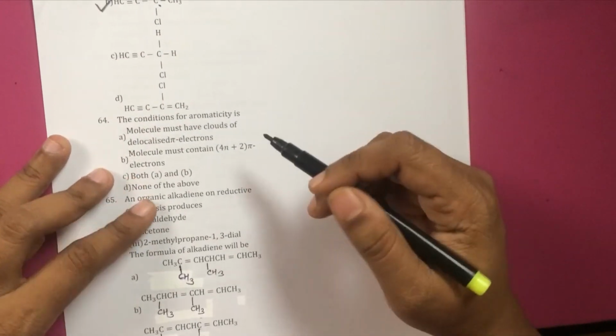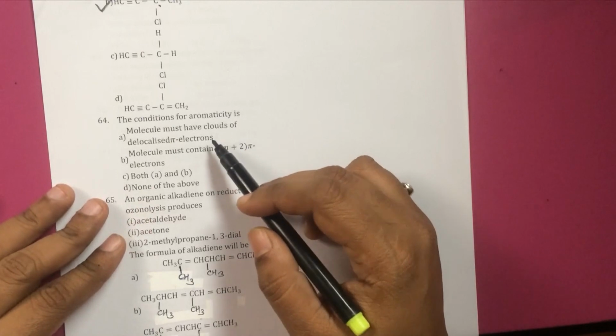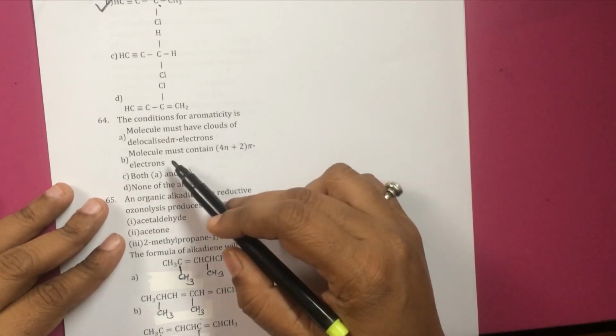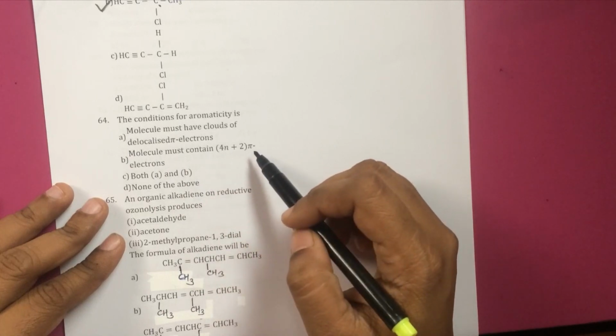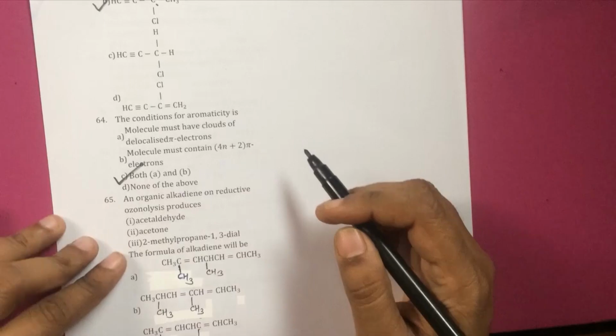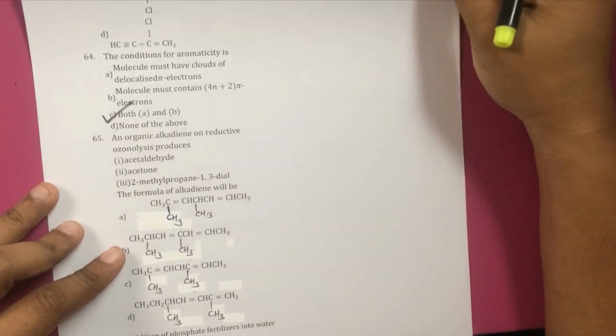Question number 64. The condition for aromaticity is that the molecule must have a cloud of delocalized pi electrons, and the molecule must contain 4n plus 2 pi electrons, that is Huckel's rule. Therefore, option A and B both. Option C.